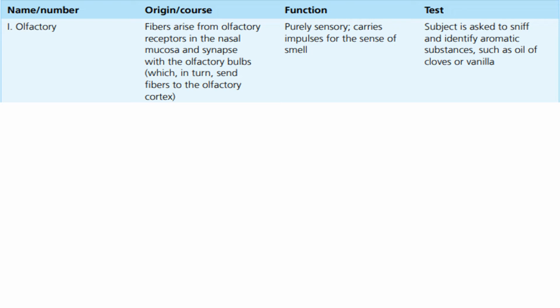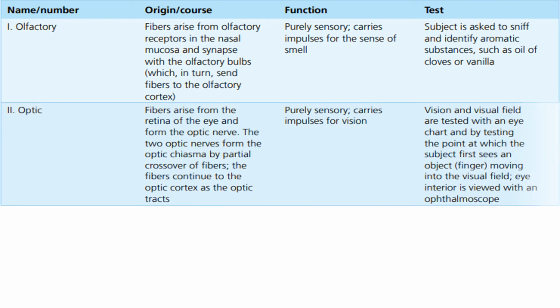Olfactory nerve origin: fibers arise from the olfactory receptors in the nasal mucosa and synapse with the olfactory bulb. The function of the olfactory nerve is purely sensory, carrying impulses for the sense of smell. The test subject is asked to sniff and identify aromatic substances such as oil of clove or vanilla.